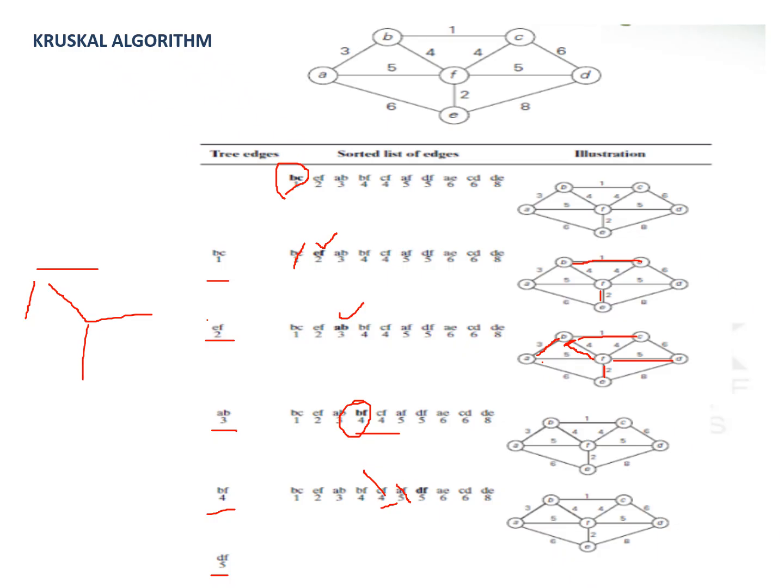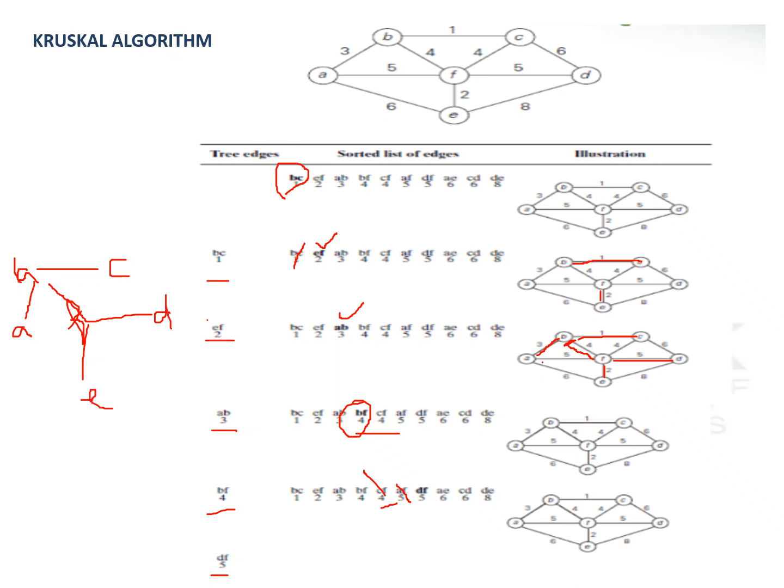So this is my tree. Here I have B, here I have C, here I have A, here I have F, here I have D and E. So now all of my nodes have been visited.